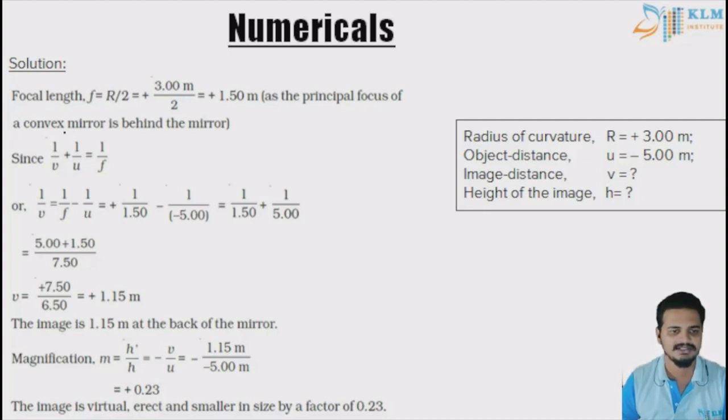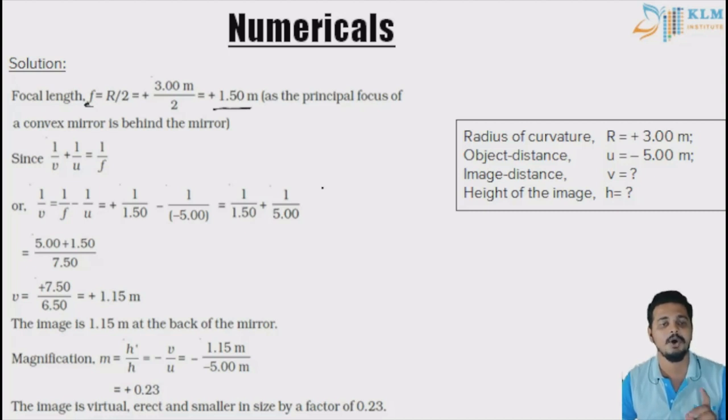We know the relationship between f and r, that is focal length is equal to r divided by 2. That means we can find out the focal length using the radius of curvature. You can just divide 3 by 2, which is 1.5. We are using a plus sign because in the question they mention that a convex mirror is used. The principal focus of a convex mirror is behind the mirror, so we'll take a positive sign.